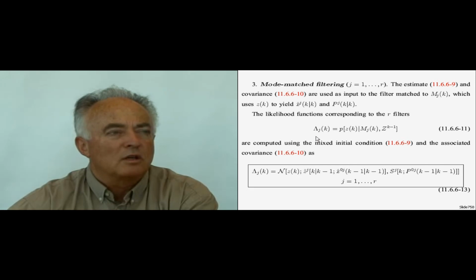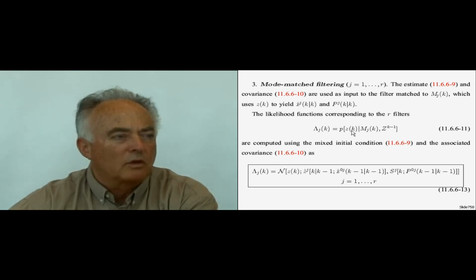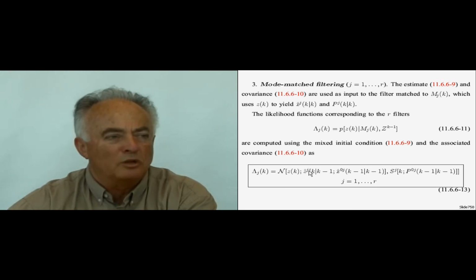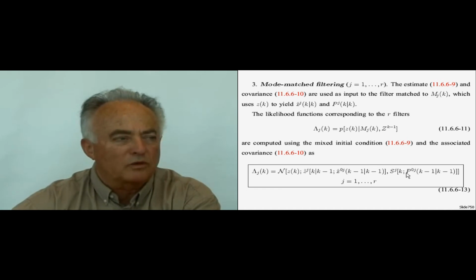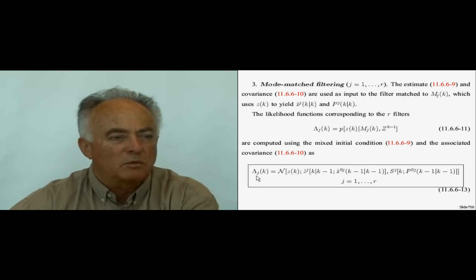So this lambda j, which is the PDF of the current measurement, will be calculated as a Gaussian. The argument is z. This is the predicted measurement based on the filter for model j, predicted to time k from time k minus 1, starting from the initial condition received from the mixing. There is an innovation associated with this. This is the covariance of filter number j's innovation, S super j at time k, which again starts from the covariance received from the mixing. This is the likelihood function for model j at time k.